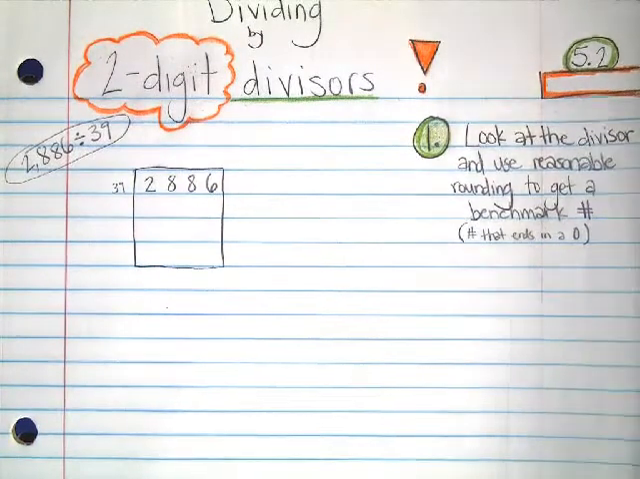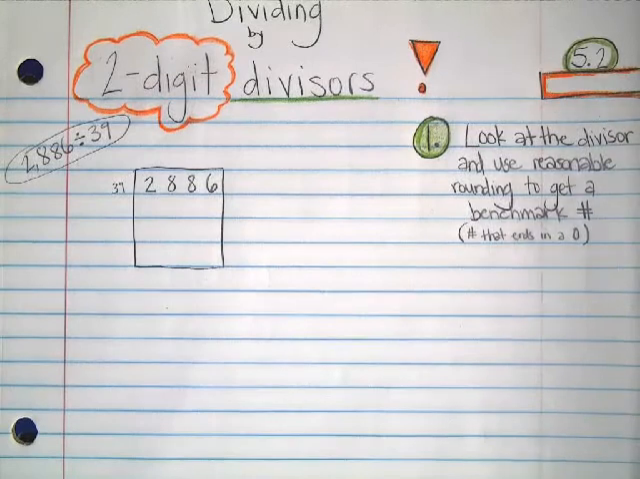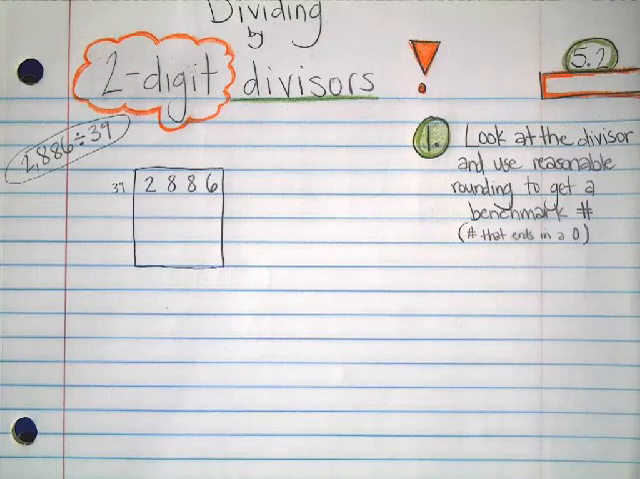Do you see how it's a two-digit divisor now? It's not something super simple. So when I go to do this math, it will help us immensely if we choose to follow step number 1, where it says look at the divisor and use reasonable rounding to get a benchmark number. So I'm trying to look for a number that ends in 0 so that this process can become faster.